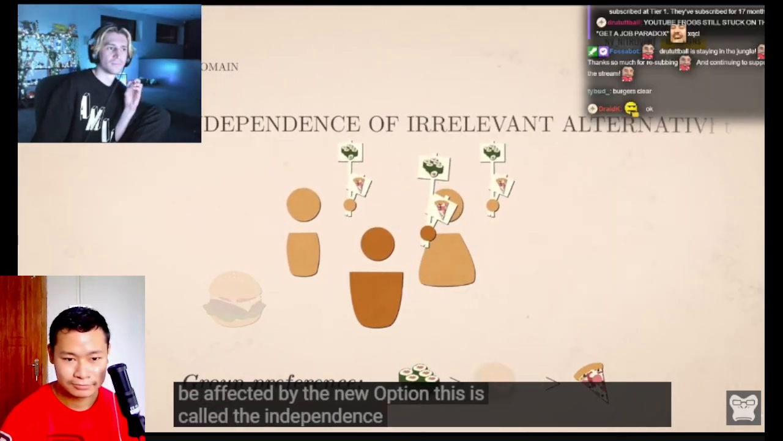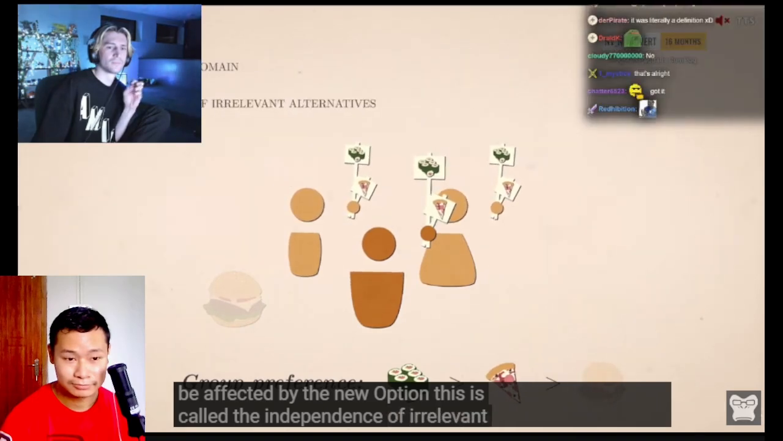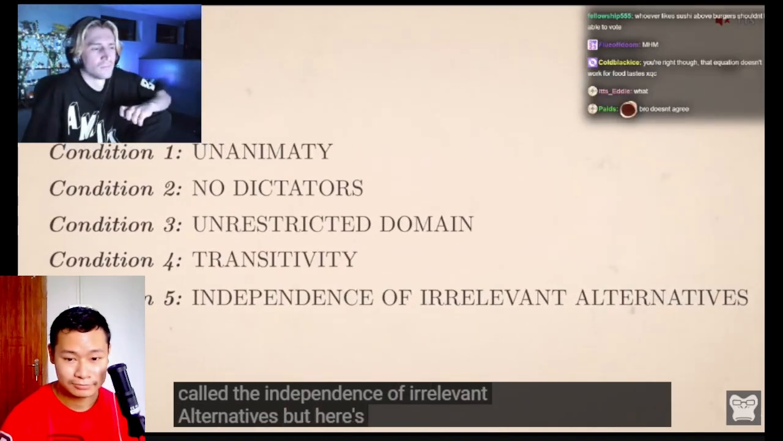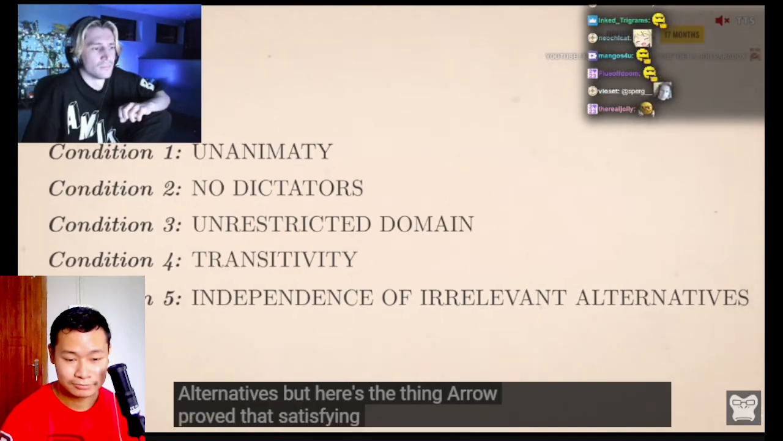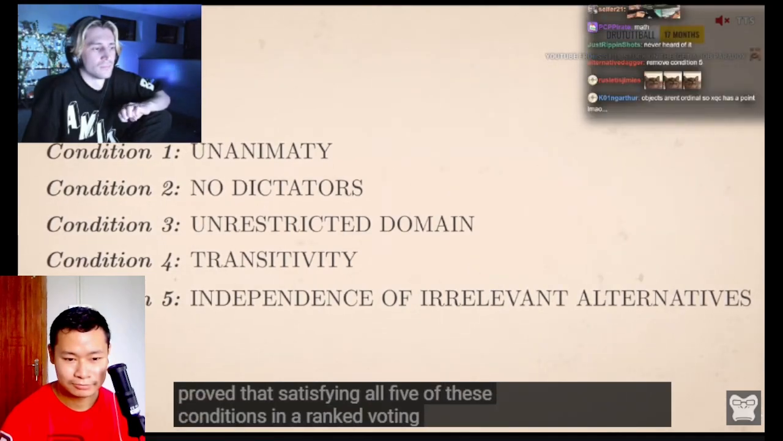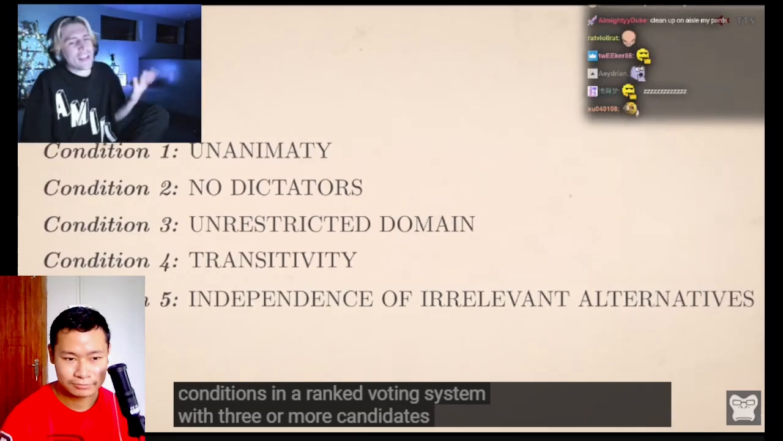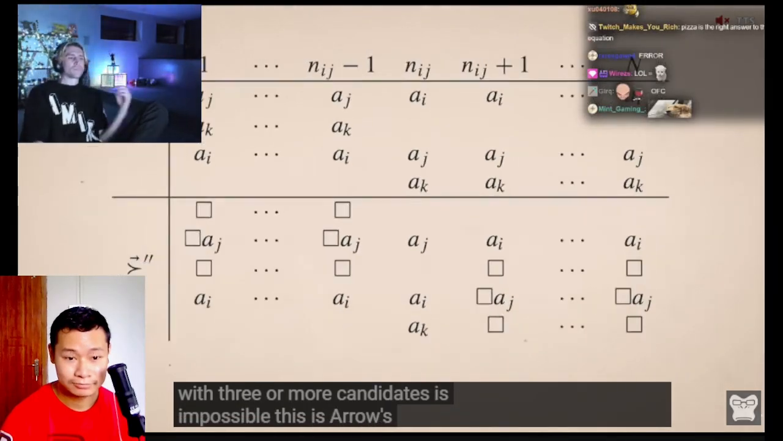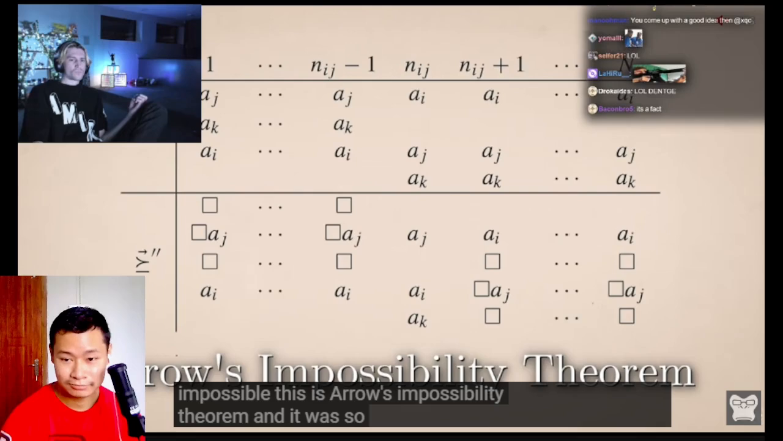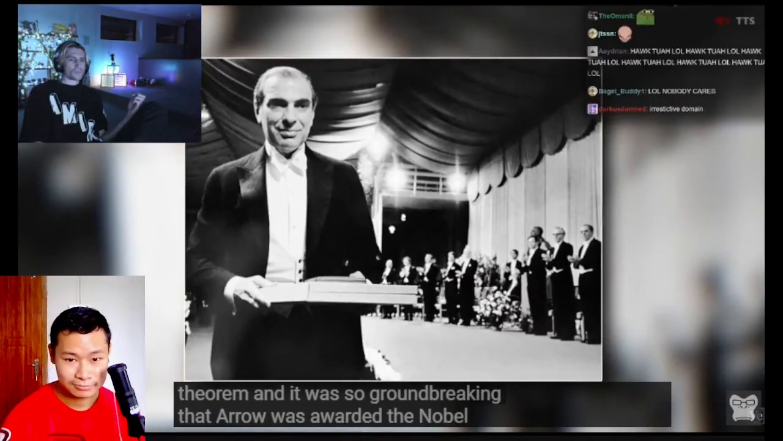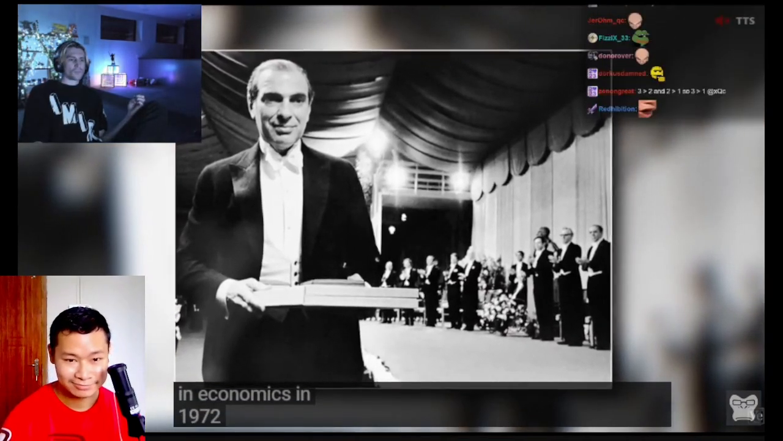This is called the independence of irrelevant alternatives. But here's the thing. Arrow proved that satisfying all 5 of these conditions in a ranked voting system with 3 or more candidates is impossible. This is Arrow's impossibility theorem, and it was so groundbreaking that Arrow was awarded the Nobel Prize in Economics in 1972.